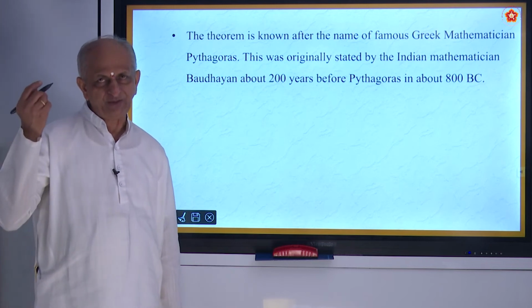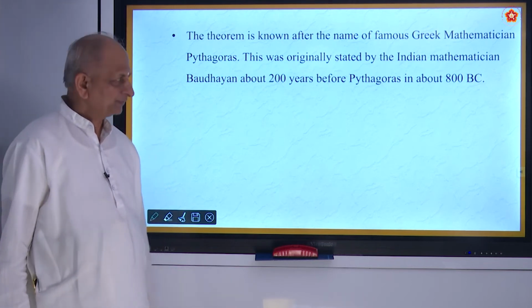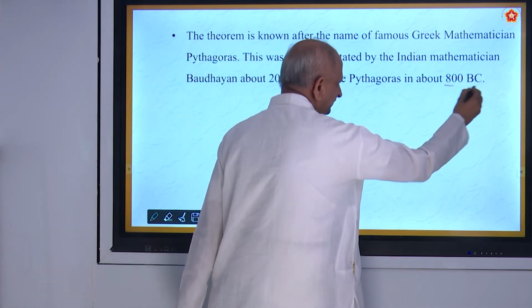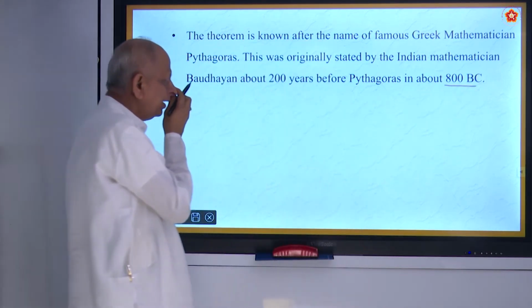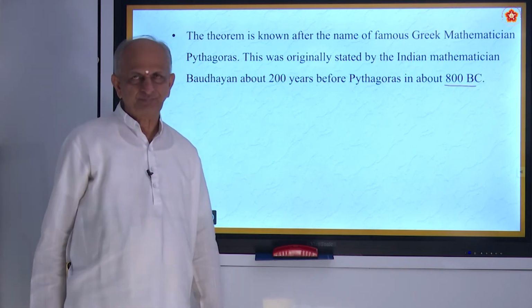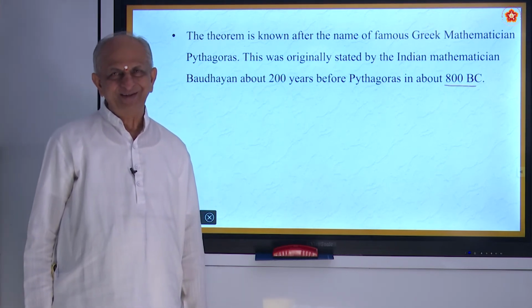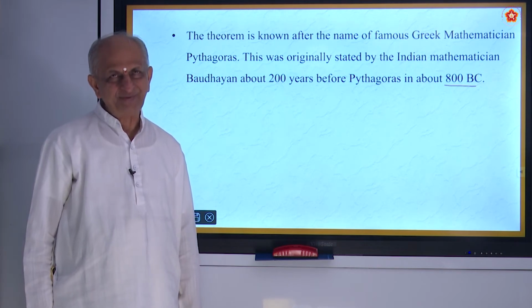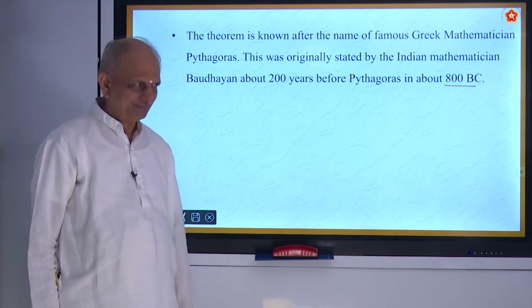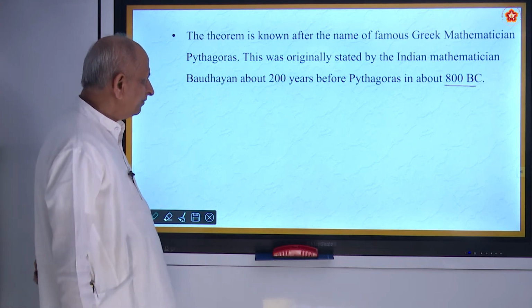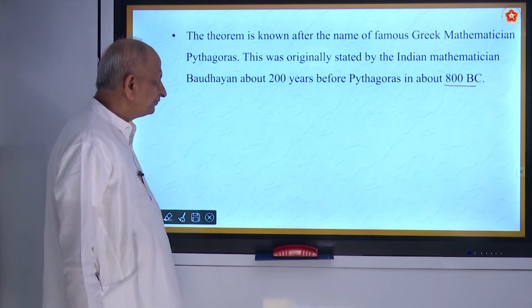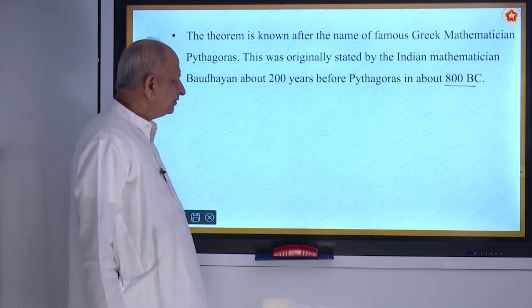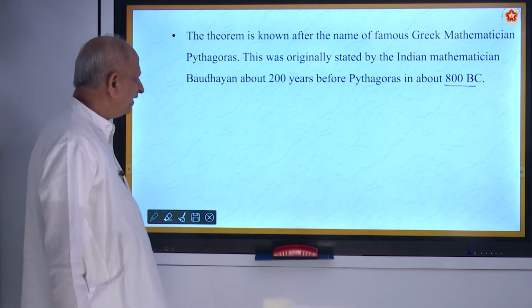And in those days, Vedic times, that is before Pythagoras, 800 BC, 200 years before Pythagoras. What is BC? Before Christ. What is AD? After death of Jesus, is it not? So Pythagoras gave this proof. Before him only, Baudhyan had given.